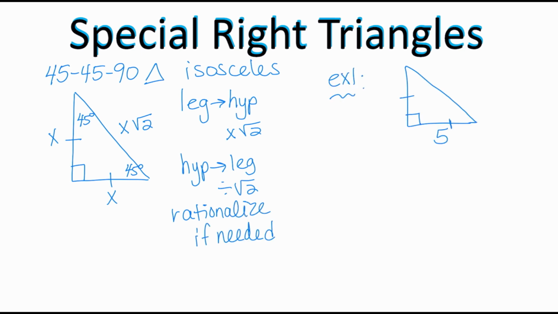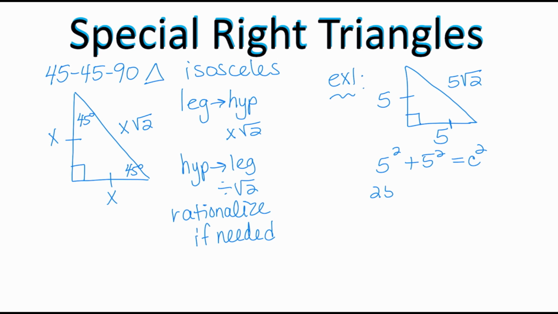Let's say in example number 1, we have an isosceles right triangle. Because it is isosceles and one of the legs is 5, I immediately know the other leg is 5. According to my shortcut, the hypotenuse should be 5 times the square root of 2. Let's go ahead and put that to the test. So if I use the Pythagorean theorem, 5 squared plus 5 squared should equal c squared, where c is my hypotenuse.